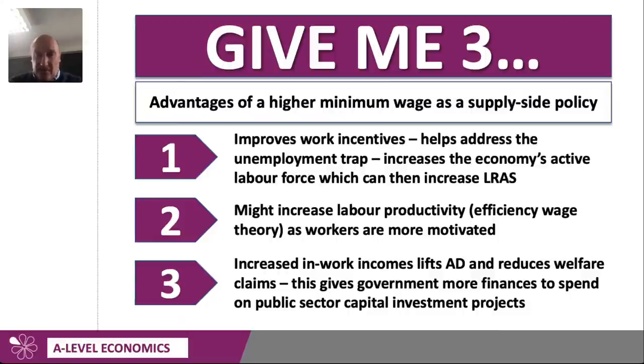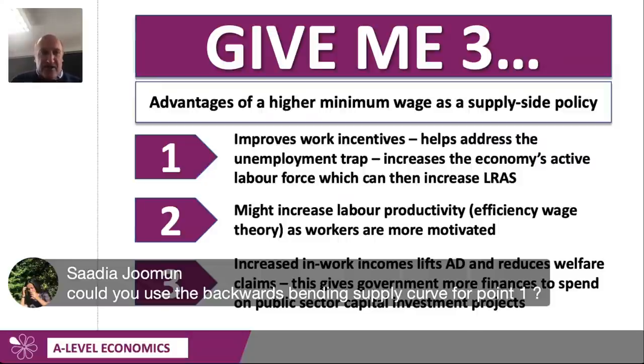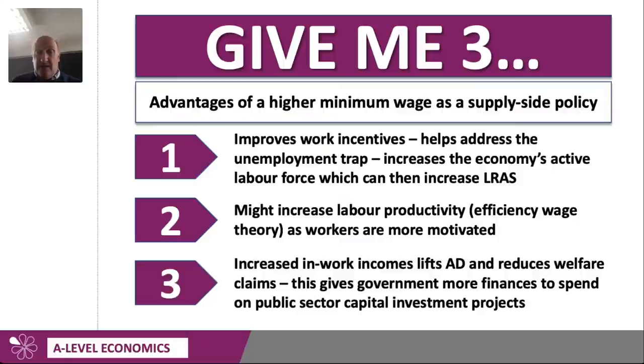Here we go. An increase in work income lifts aggregate demand. You could bring in the idea of propensity to consume there, and it reduces welfare claims, because if people are earning more, there are fewer people claiming welfare. Don't forget, one third of people on universal credit claim benefits and are in work. Really important. So he says, could you use the backward bending supply curve for point one? You could, as an evaluation point, maybe. Point one. Welfare goes down. This gives the government more finances to spend on public sector capital investment projects. In other words, a successful minimum wage could lift incomes, bring down the benefit bill, and that releases money that the government could spend elsewhere, perhaps on some local public sector investment projects.